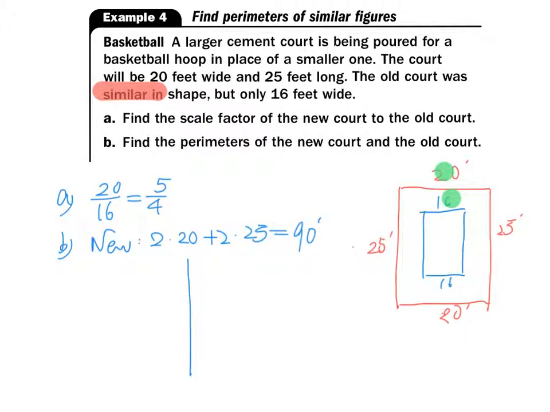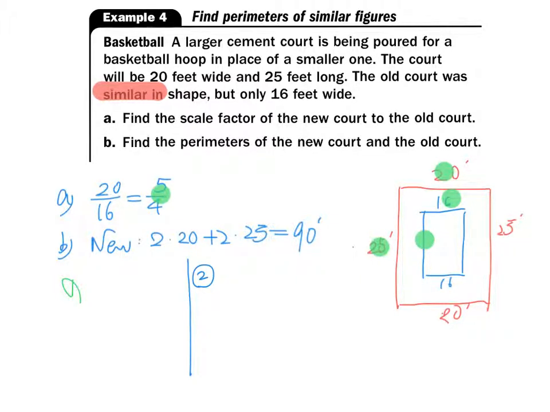This is a challenge. One way to do it is to use this information, the 25 feet length, and use the scale factor to calculate the actual length of the old court and then add them up together. So that's the first approach. The second approach is, in my opinion, slightly easier.